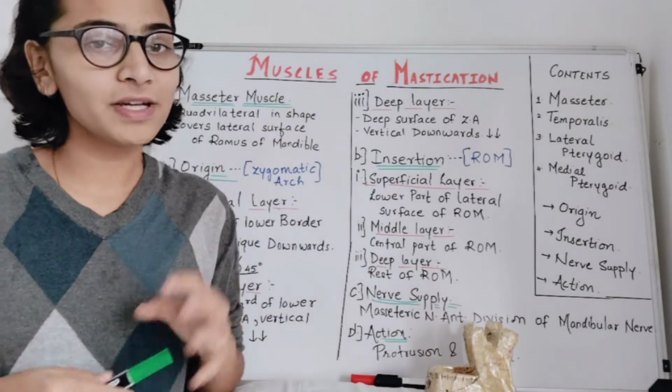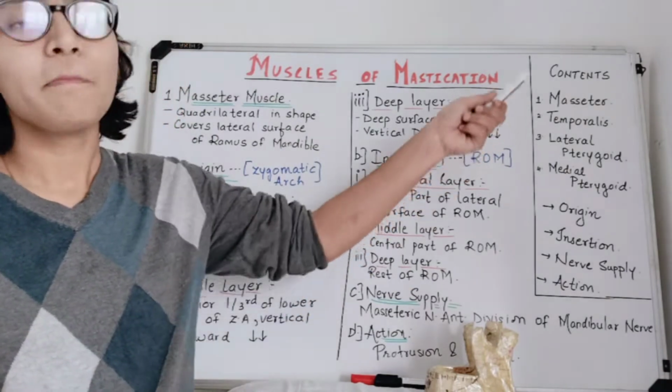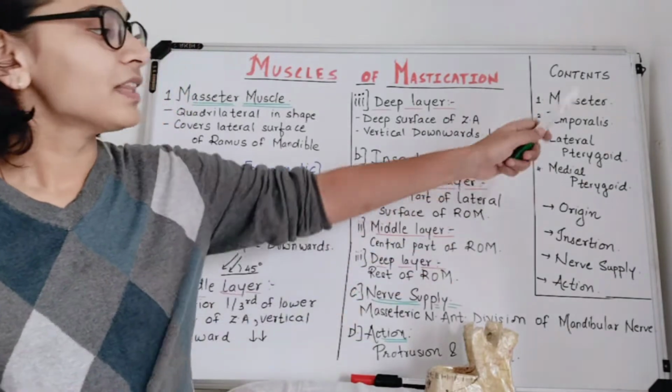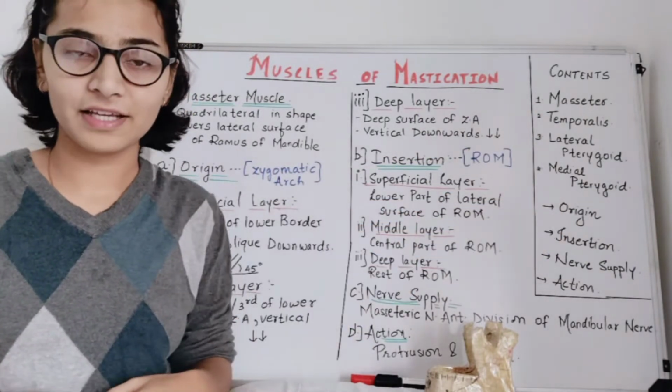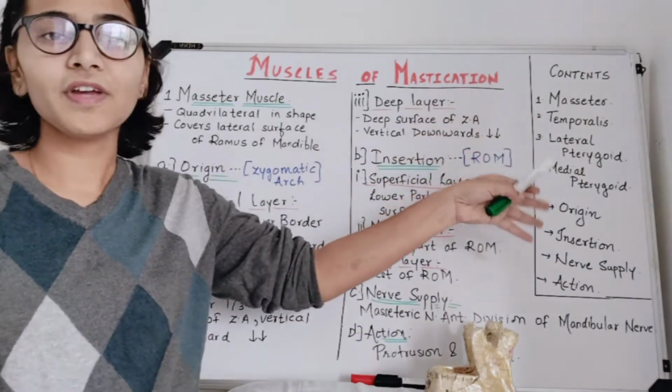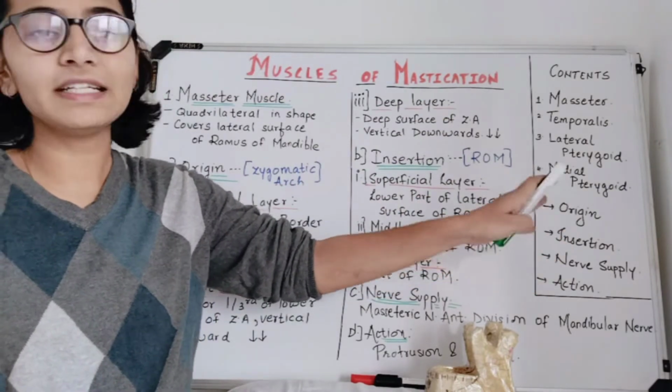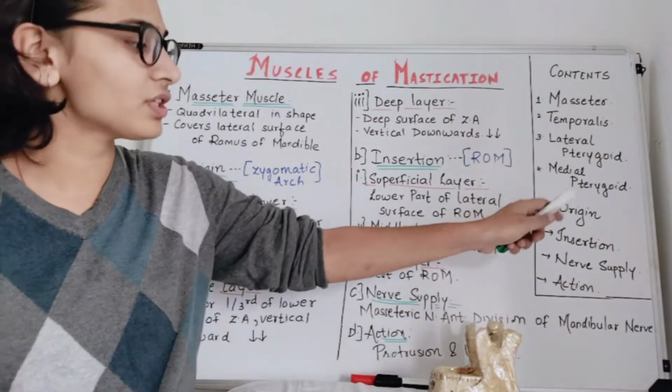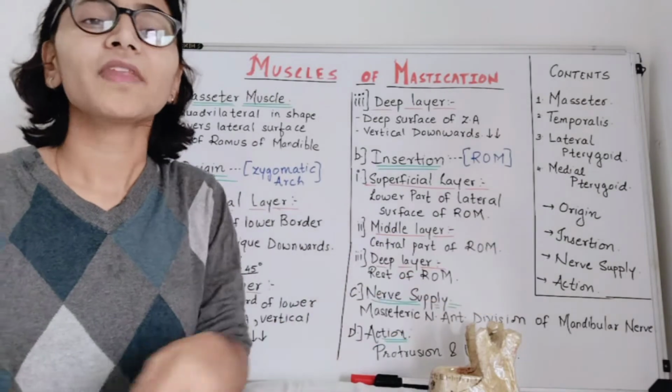So there are four muscles of mastication. Those are masseter, temporalis, lateral pterygoid and medial pterygoid. So these four muscles we are going to study in every detail: that is the origin, insertion, nerve supply and action.